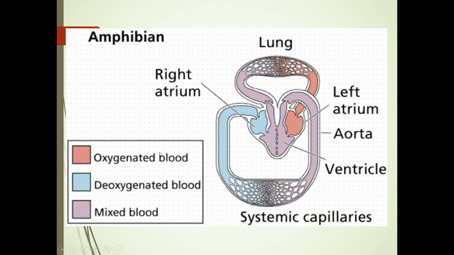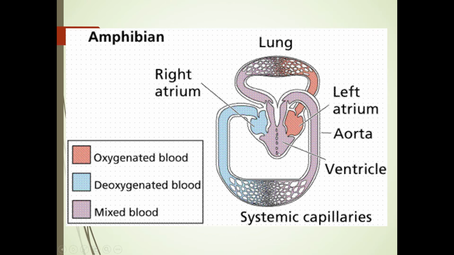Okay, next we see about the amphibian. Let's say for frog. For frog they only got three chambers: left atrium, right atrium, and one ventricle. You can see here at the ventricle there is no partition. There is no partition that divides the oxygenated blood and deoxygenated blood.